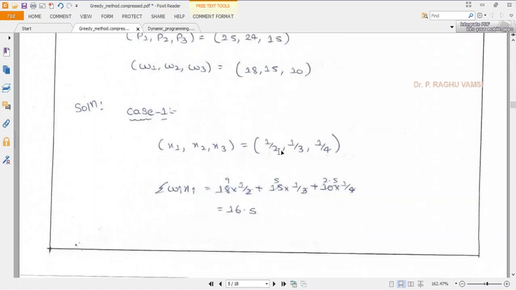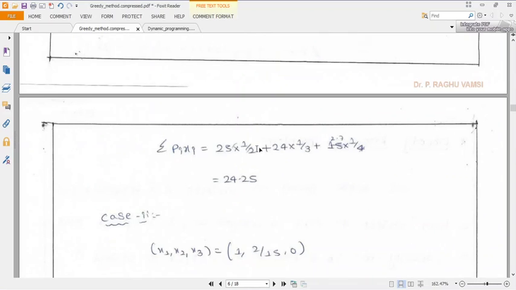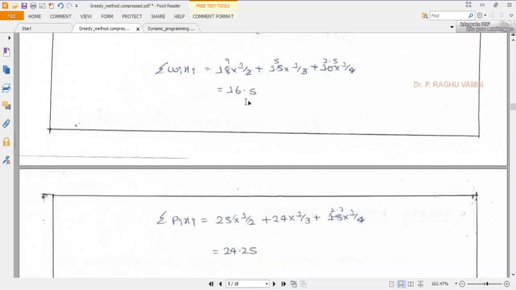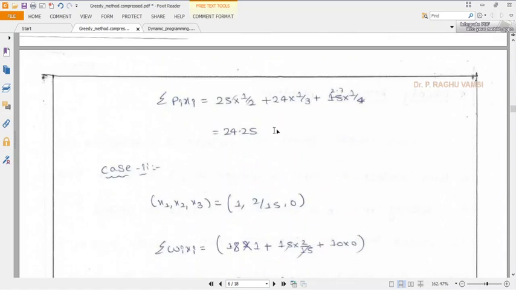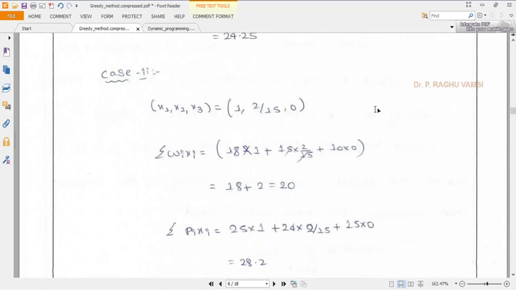Since we have placed half of this, we will get half the profit, that is 25 into 1 by 2 plus 24 into 1 by 3 plus 15 into 1 by 4. Whenever you compute this, you will get the profit as 24. So for the weight sigma Wixi less than or equal to m, when you got 16.5, you got the profit as 24.25.